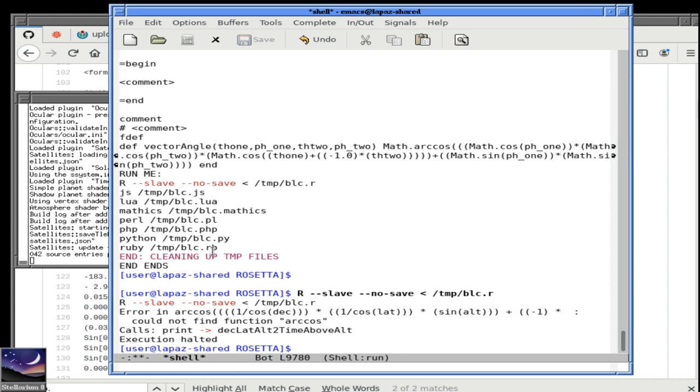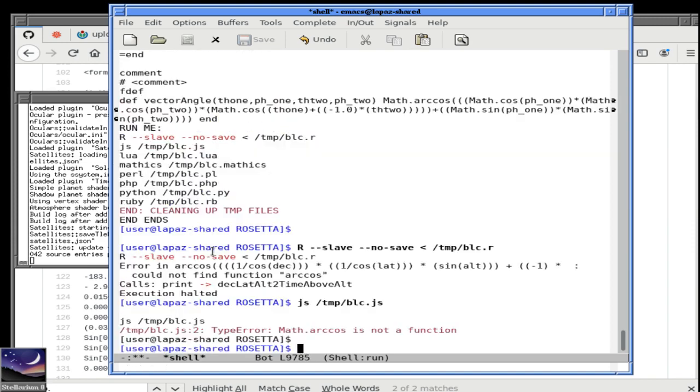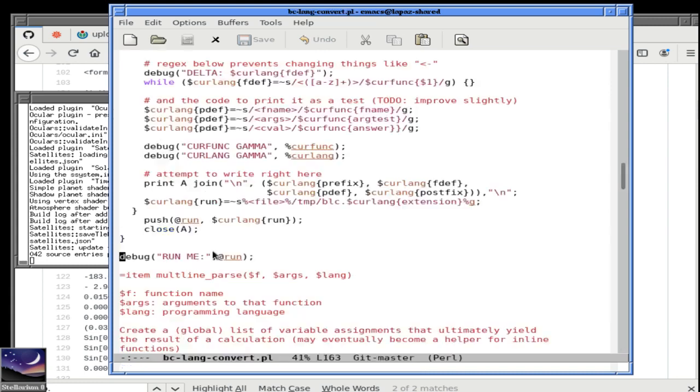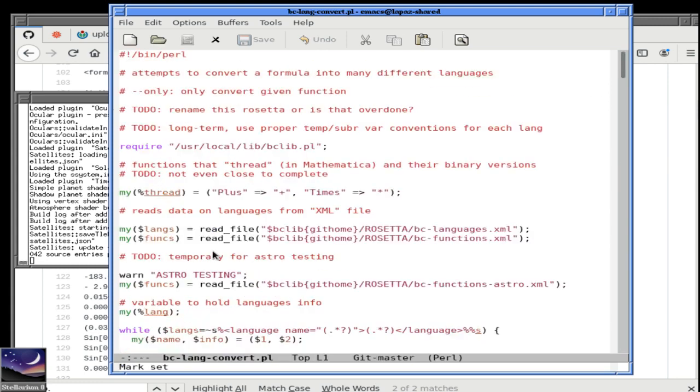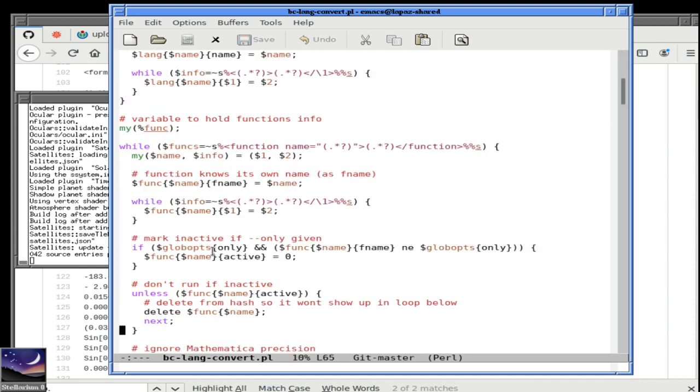And could not find function arc cosine. That's broken. And the one we really care about, of course, is the JavaScript one. And I think the problem here is that Math arc cosine is not a function. So I really should be changing arc cosine to a cos, which is what I think it's called in other languages. I'm not going to be crazy enough to tweak code on this copy of the Git, which will no longer be a copy, of course, while I'm running it. Well, only a fool would do that, you say. So yes.